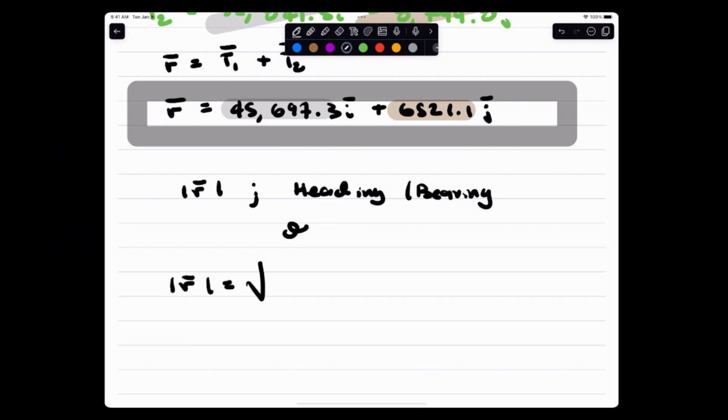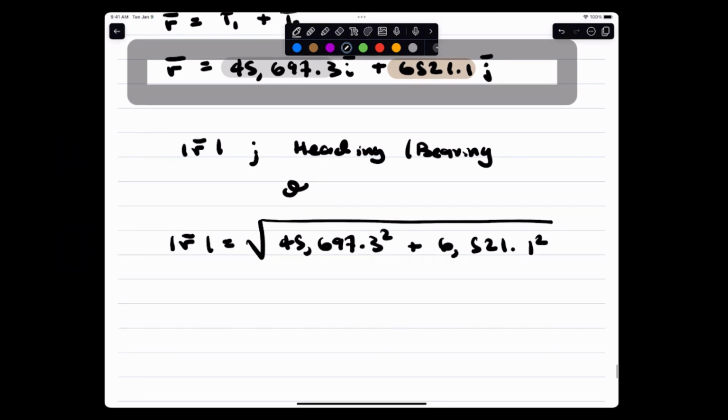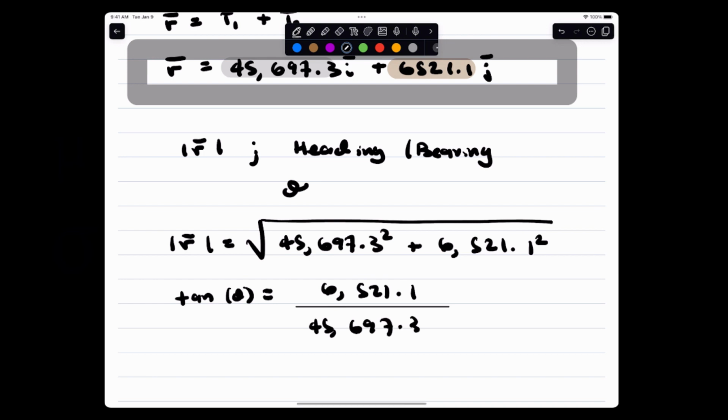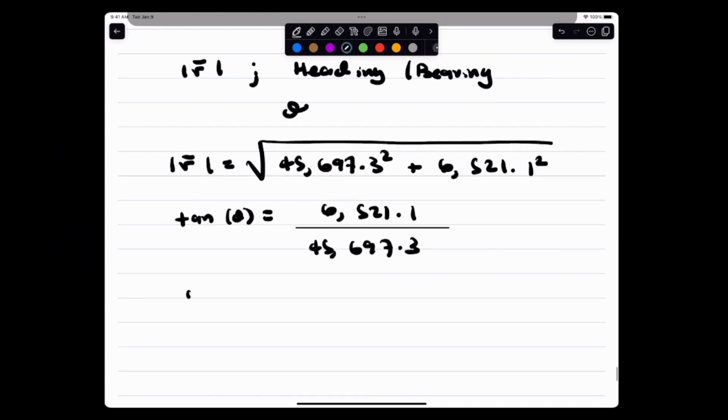That's the square root now of 45,697.3 squared plus 6,521.1 squared. Okay, we need tangent theta again, and that's going to be 6,521.1 now divided by 45,697.3. So let's get this inverse tangent here.